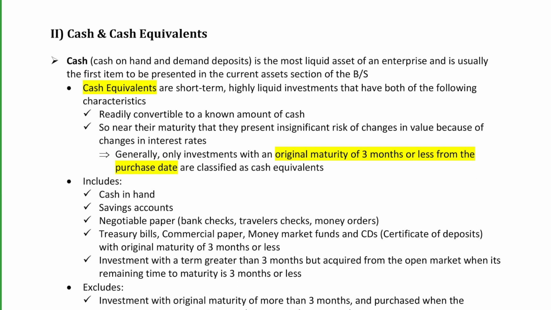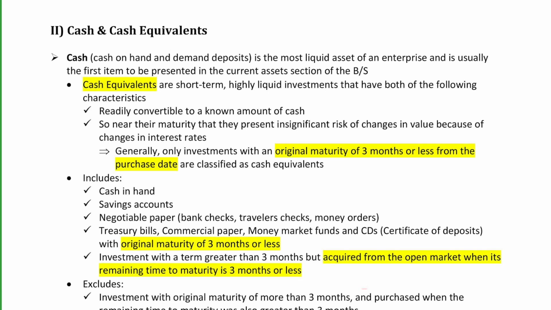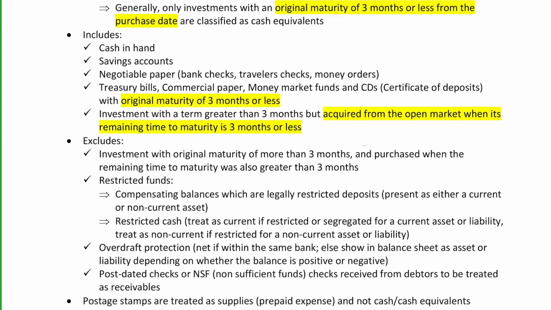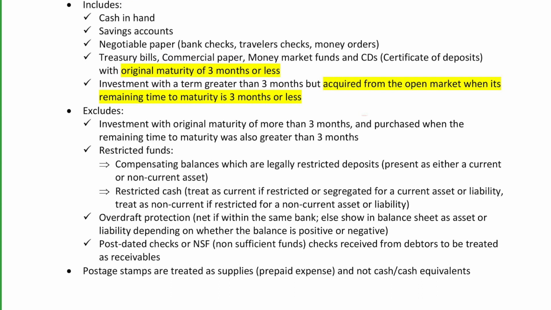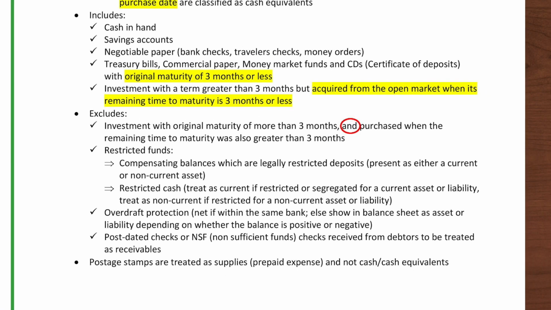So this includes the third sub-bullet there: treasury bills, commercial paper, money market funds, and certificates of deposits with original maturity of 3 months or less, as well as investments with a term greater than 3 months but acquired from the open market when its remaining time to maturity is 3 months or less. So naturally, we are trying to exclude investments which have an original maturity of more than 90 days and purchased when the remaining time to maturity was also greater than 90 days.